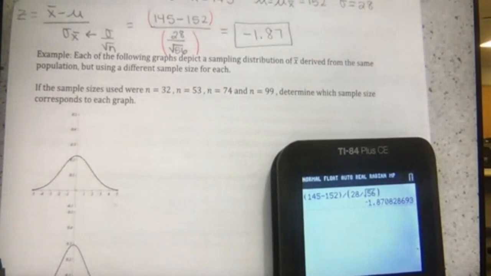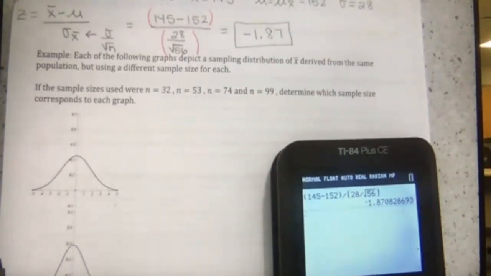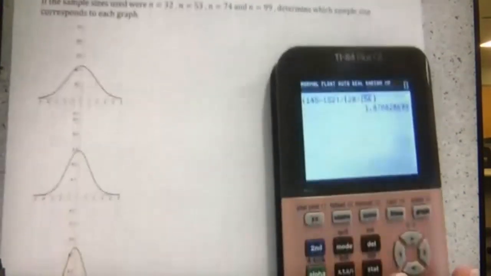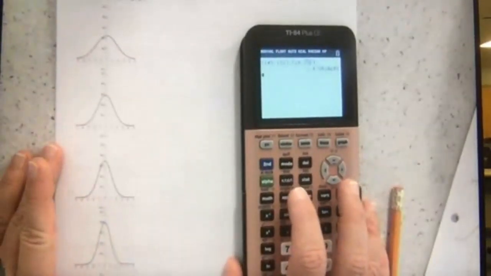The next example says each of the following graphs depict a sampling distribution of x bar derived from the same population but using a different sample size. So everything's the same except a different sample size. If the sample sizes were n equals 32, 53, 74, and 99, determine which sample size corresponds to which graph. So all these graphs are the same population with just different sample sizes. We need to see how the sample size affects the graph.